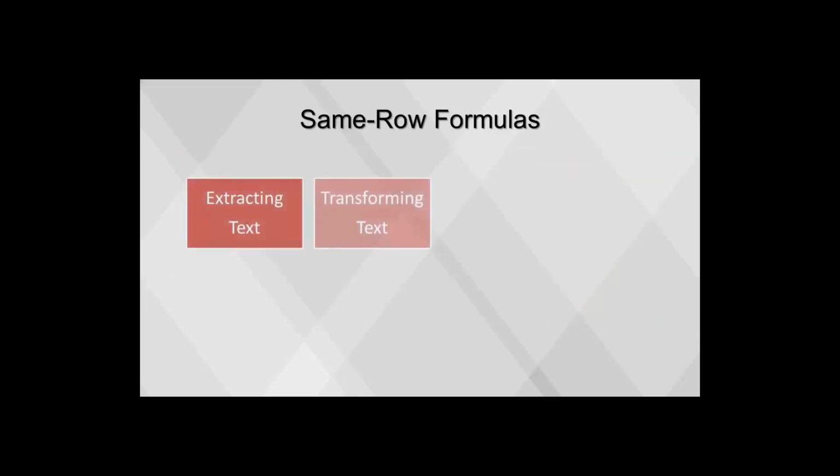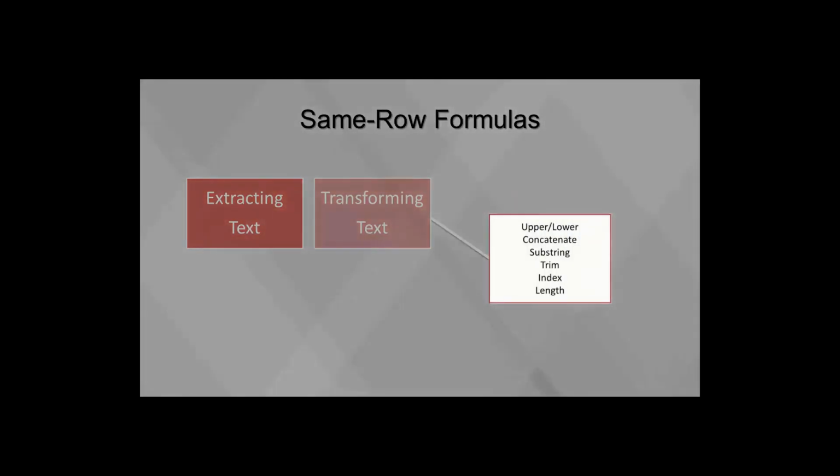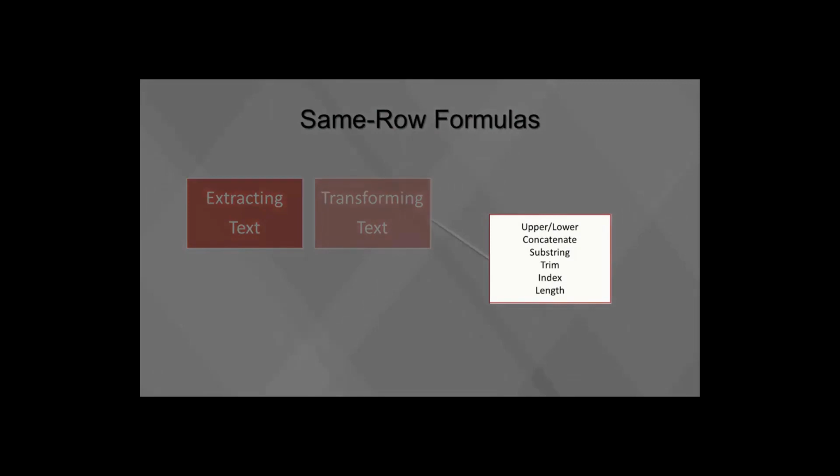Formulas can also be used to extract and transform strings from a text field. There are a few common functions for transforming text, and they are typically named differently depending on the software package being used. The most common of these are upper-lower, used to change the field to all upper or lowercase characters; concatenate, which combines two or more strings into one field; substring, used to extract a portion of a string; trim, which can be used to remove certain characters, usually spaces, from a field; index, used to find the location of a certain string within a field; and length, which finds how many characters are in a field.